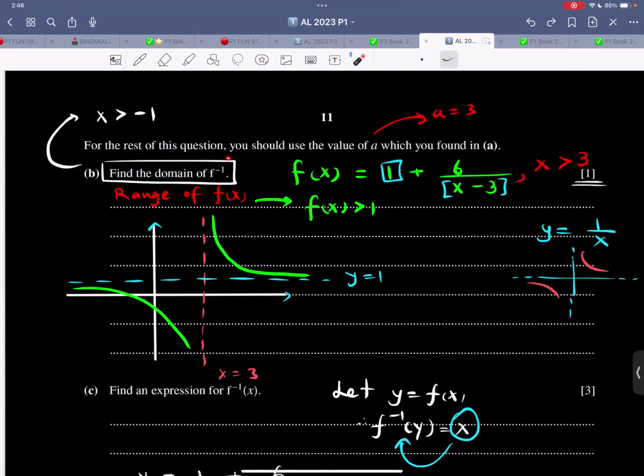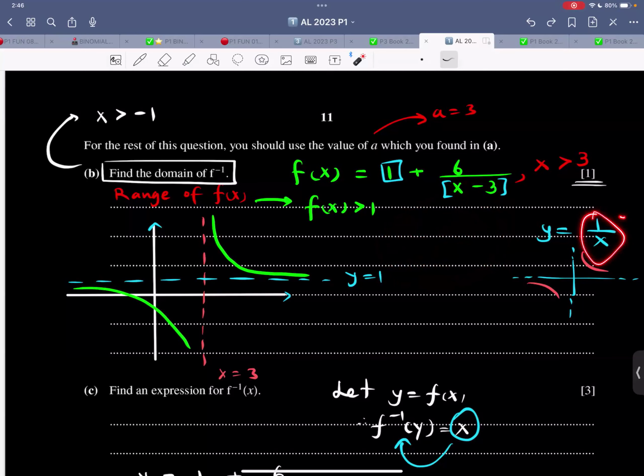It says for the rest of the question, you should use the value of A, which you found in part A. For the domain, find the domain of f inverse. Domain of f inverse is range of f(x). f(x) is 1 plus 6 over x minus 3. This you have done in class. This is a over x minus h plus k. That is how you draw it.